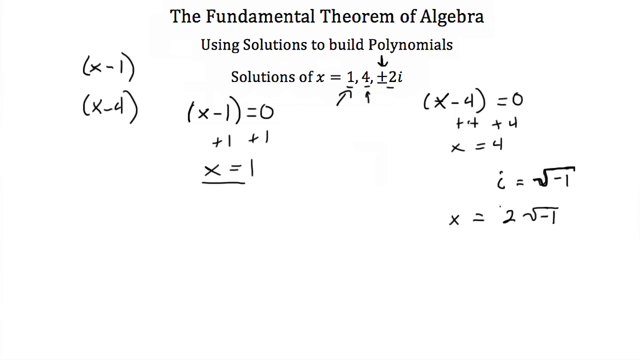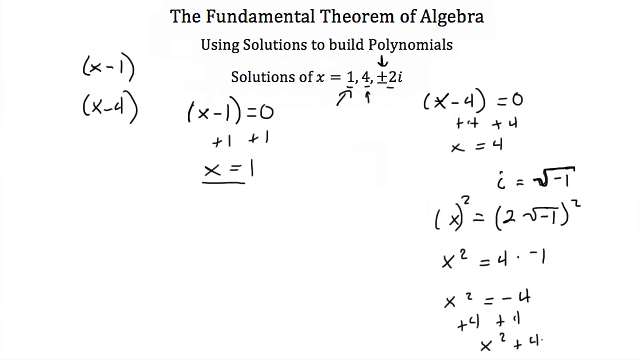If I square both sides, I can get rid of that square root sign. And we'll end up with x squared is equal to 2 squared, which is 4, and the square of the square root of negative 1 is just negative 1. So x squared then is equal to negative 4, and if we move that back over, add 4, we'll get x squared plus 4 is equal to 0. This x squared plus 4 is what we were looking for. That's our last factor. So now that we have our factors that give us all 4 of our solutions, we just multiply them and get our polynomial.